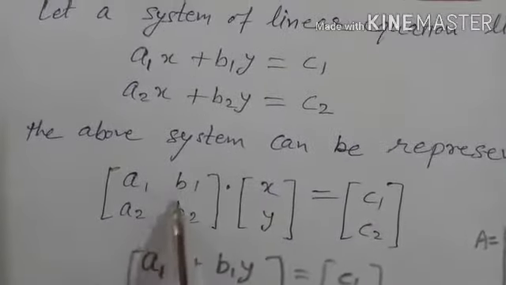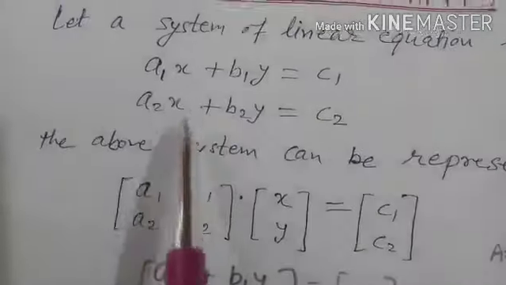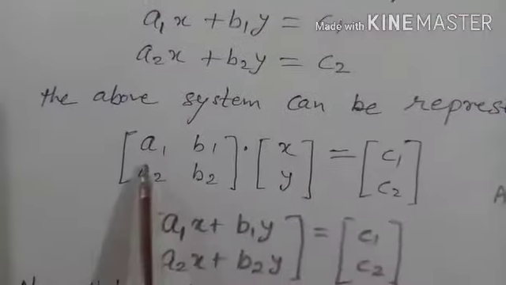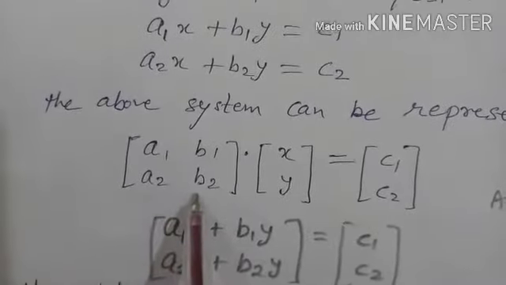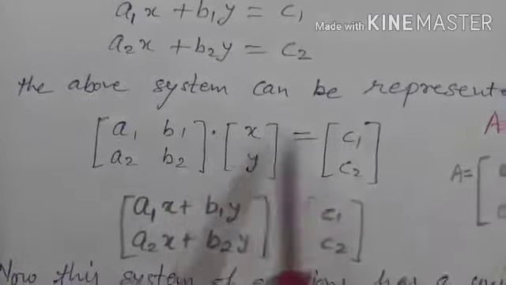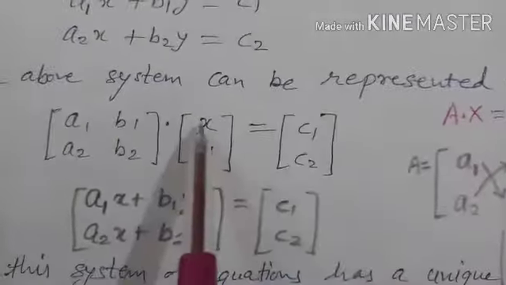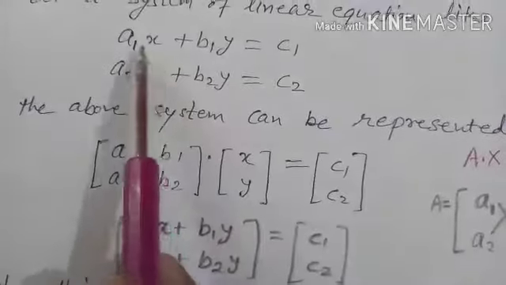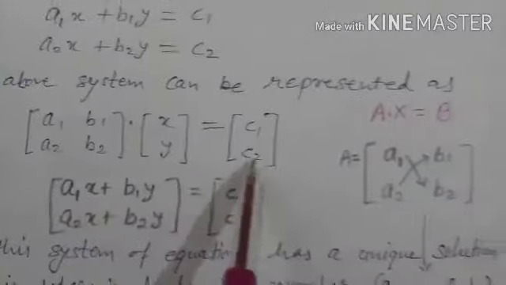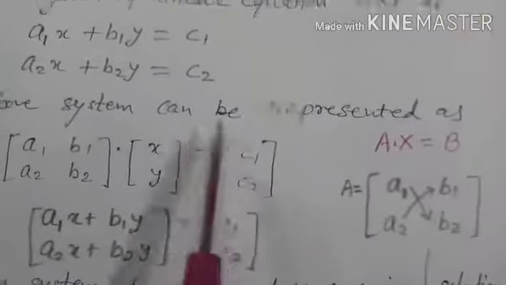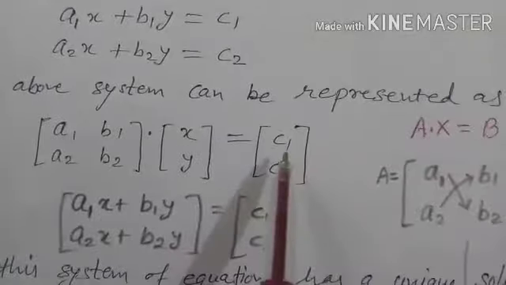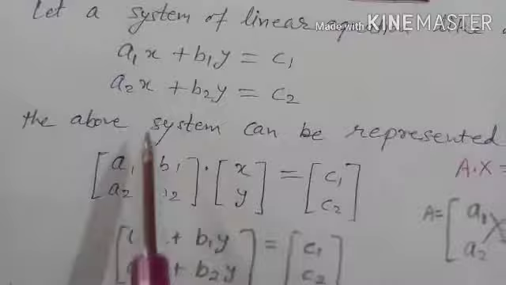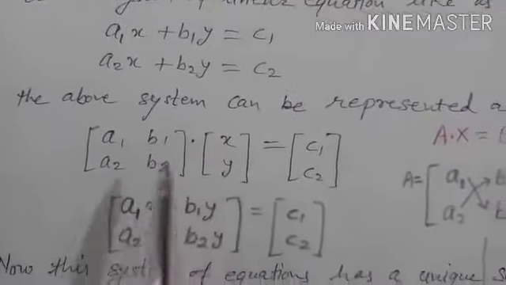Here matrix A is the matrix of all coefficients of variables x and y: a1, b1, a2, b2. The second matrix is a column matrix, capital X, and this matrix contains all variables, and here the variables are only x and y. And on the right side there is a matrix B, which contains all constants, that is c1 and c2. Let's see how these two equations come from this matrix form.